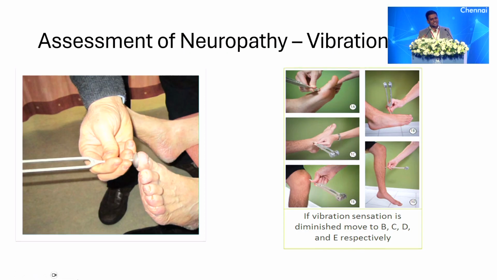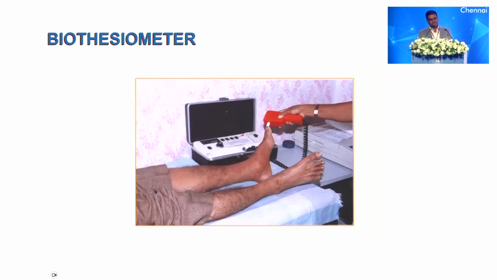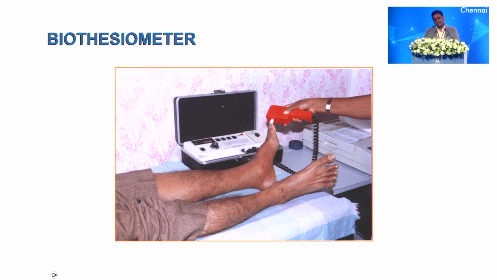The second one is the vibration test. It's a 128 Hz tuning fork. Put it the same way on the bony prominence under the great toe, and if the patient is not able to appreciate it, you can assess higher sites like the malleolus, the shin of the tibia or under the knee, to check the vibration sensation. Another thing is biothesiometry.